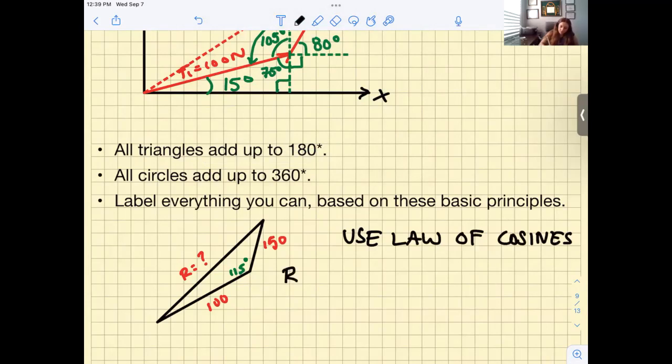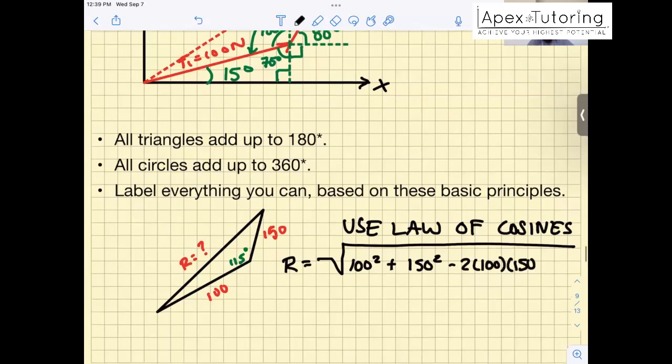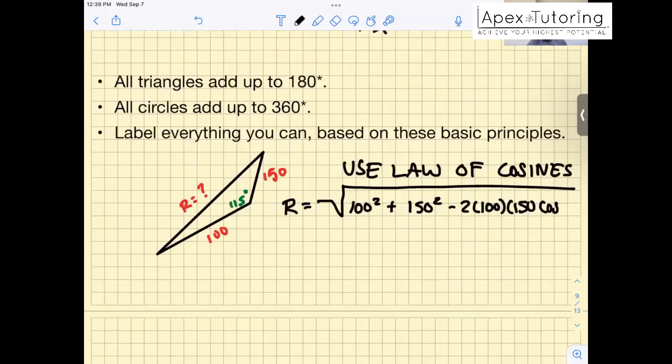So our resultant force is going to be equal to the square root of what? 100 squared plus 150 squared minus 2 times 100 times 150 times cosine of 115 degrees. Questions about how we got that?